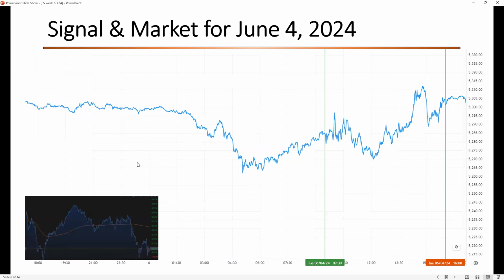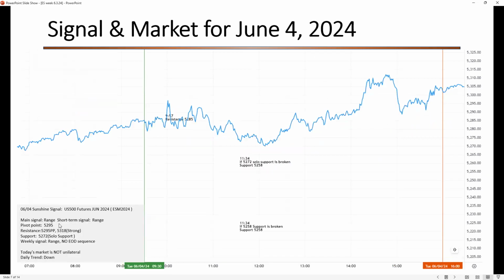The pre-market signal is range, range, range, an upgrade from prior day close. There is no EOD sequence, and trending day possibility is not detected. The daily trend is down. The day before, the daily trend was up. However, the signal was actually upgraded from the close from the day before. So the signal is actually not exactly bearish, despite the changing trend.